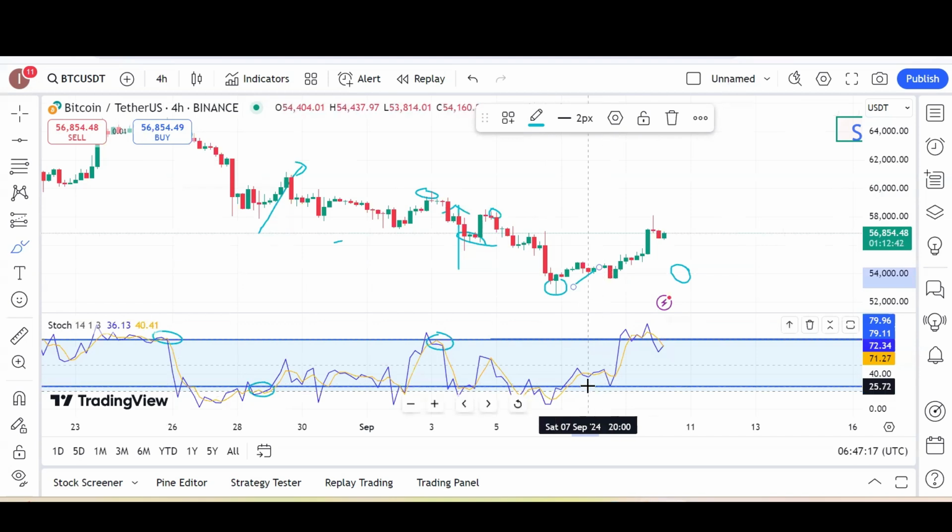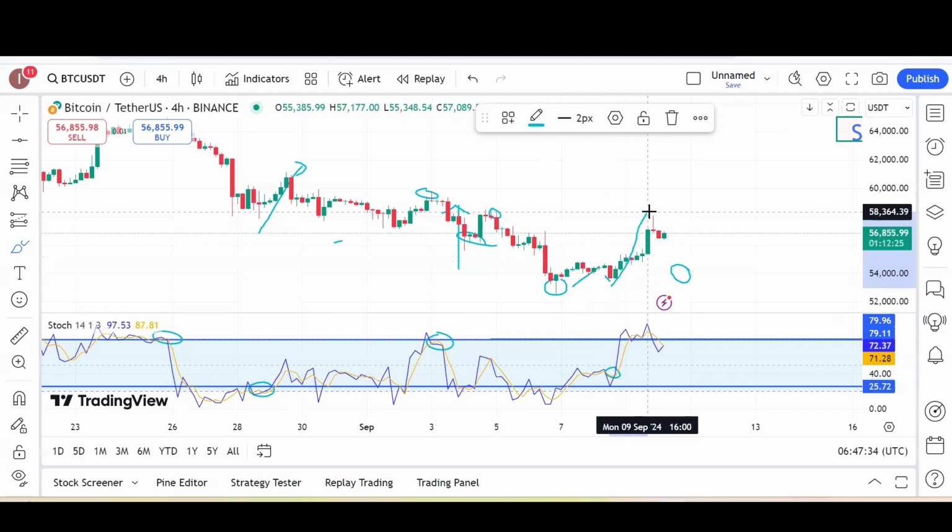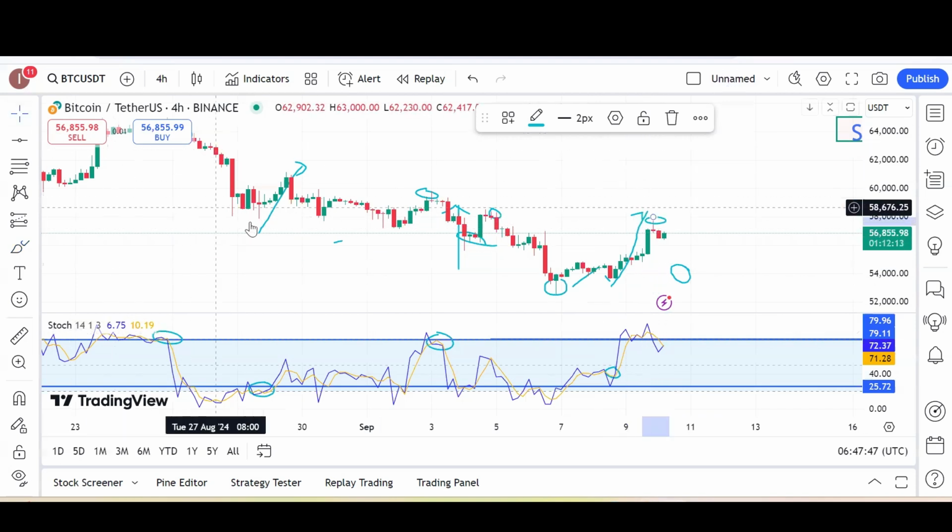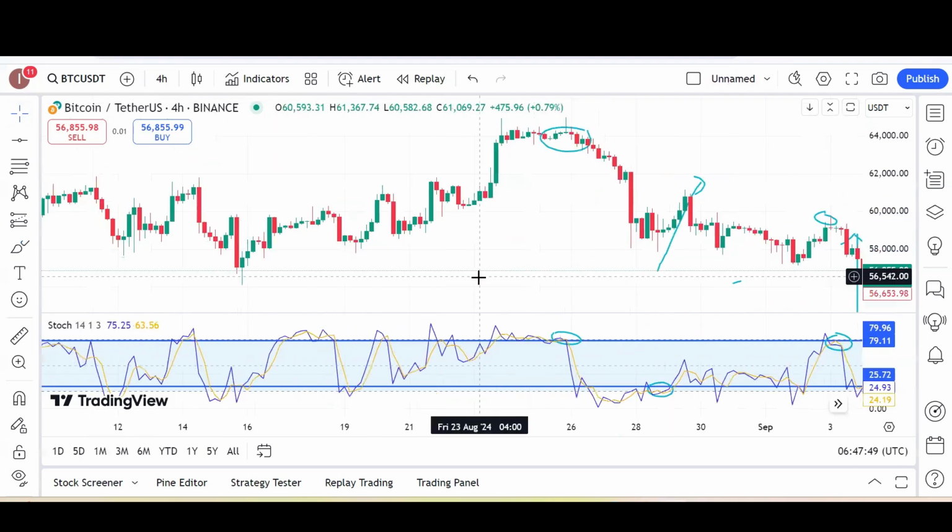Then the yellow line crosses the blue line and the market goes downward, and the last time the blue line crosses the yellow line, then the buying signal is here and the market goes in an upward direction. Now the stochastic indicator value shows us above 80, so we consider it a sell signal. You will get multiple trades by using the stochastic indicator.